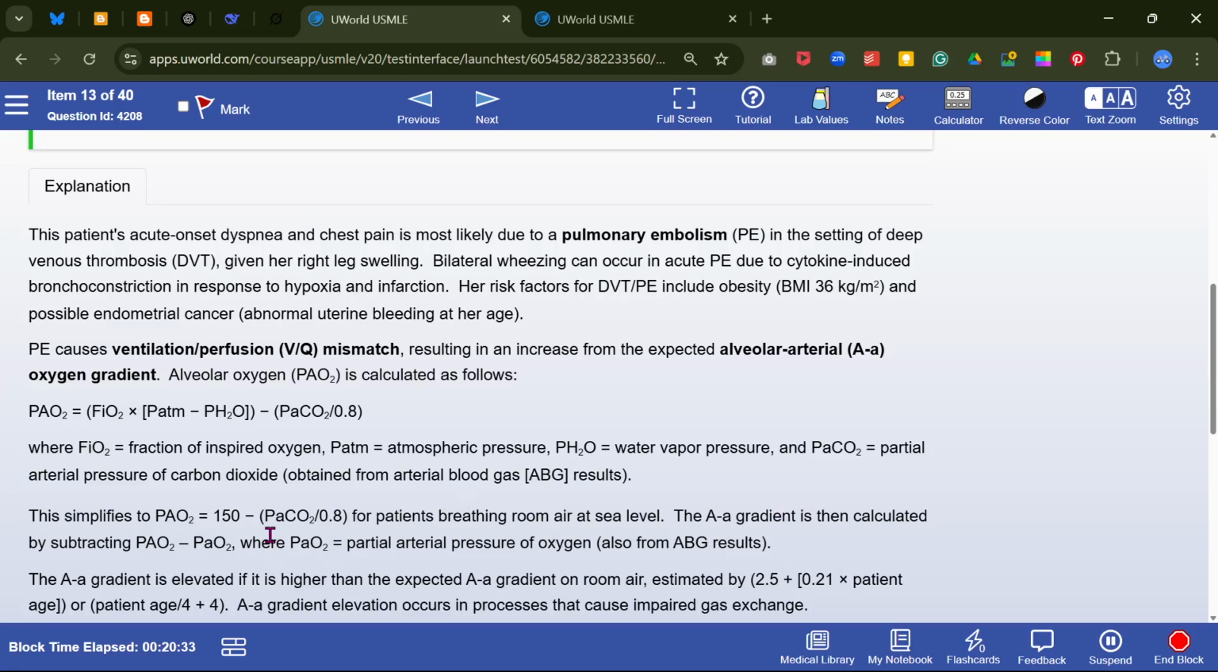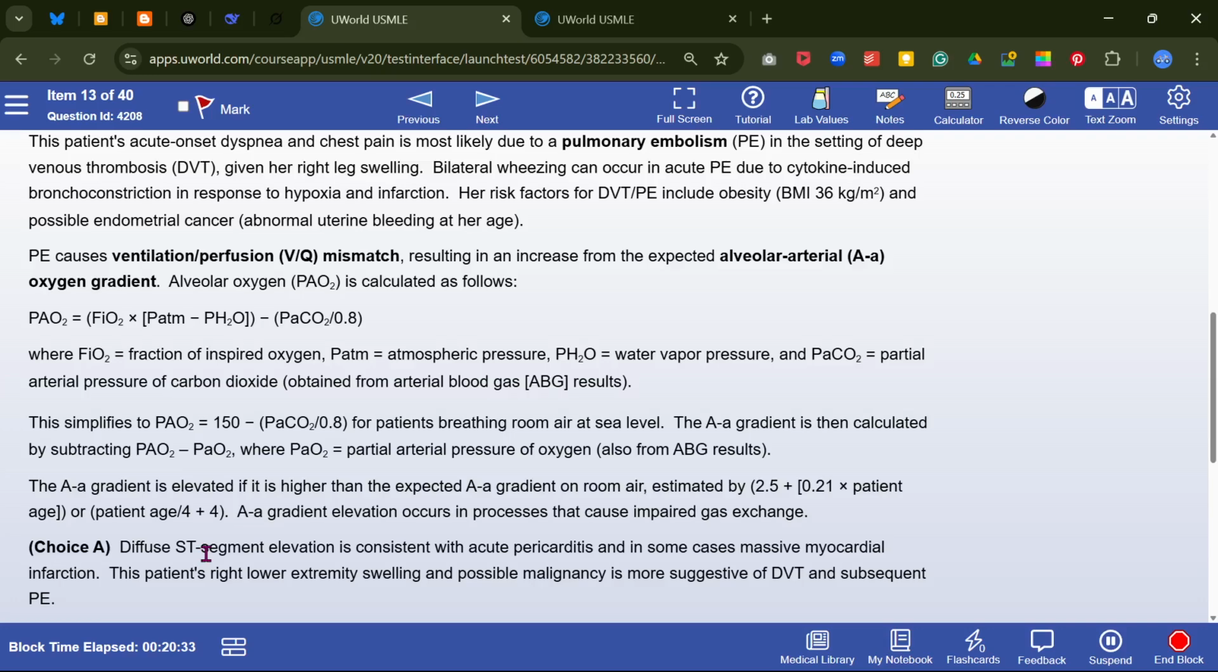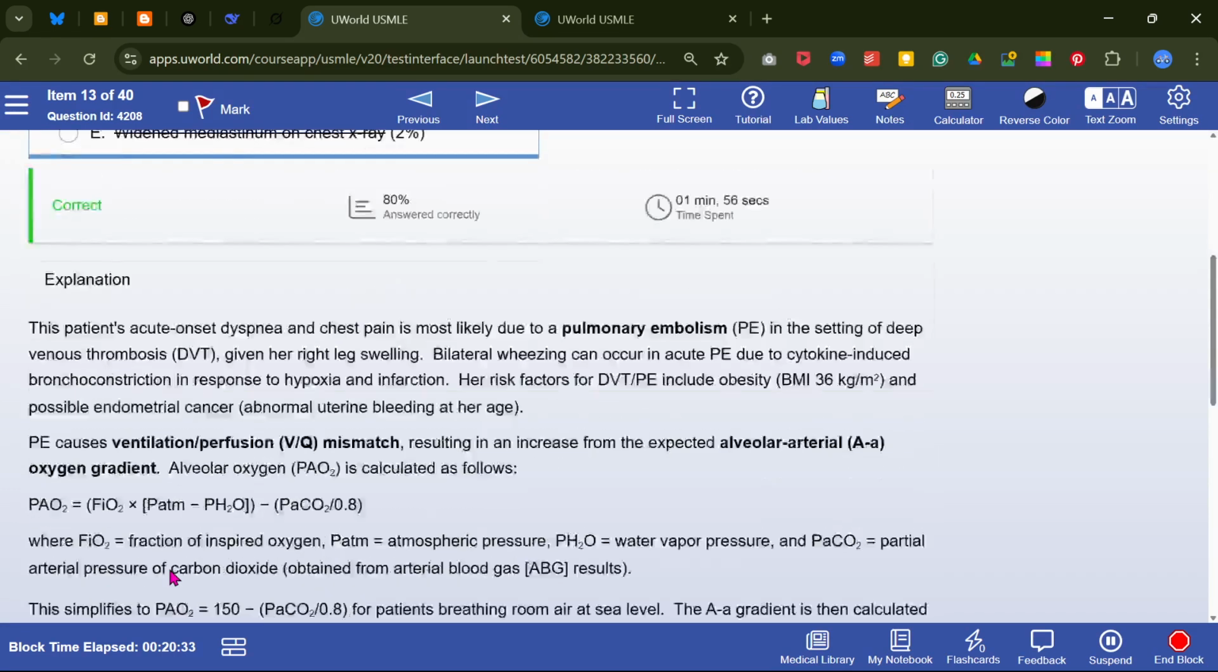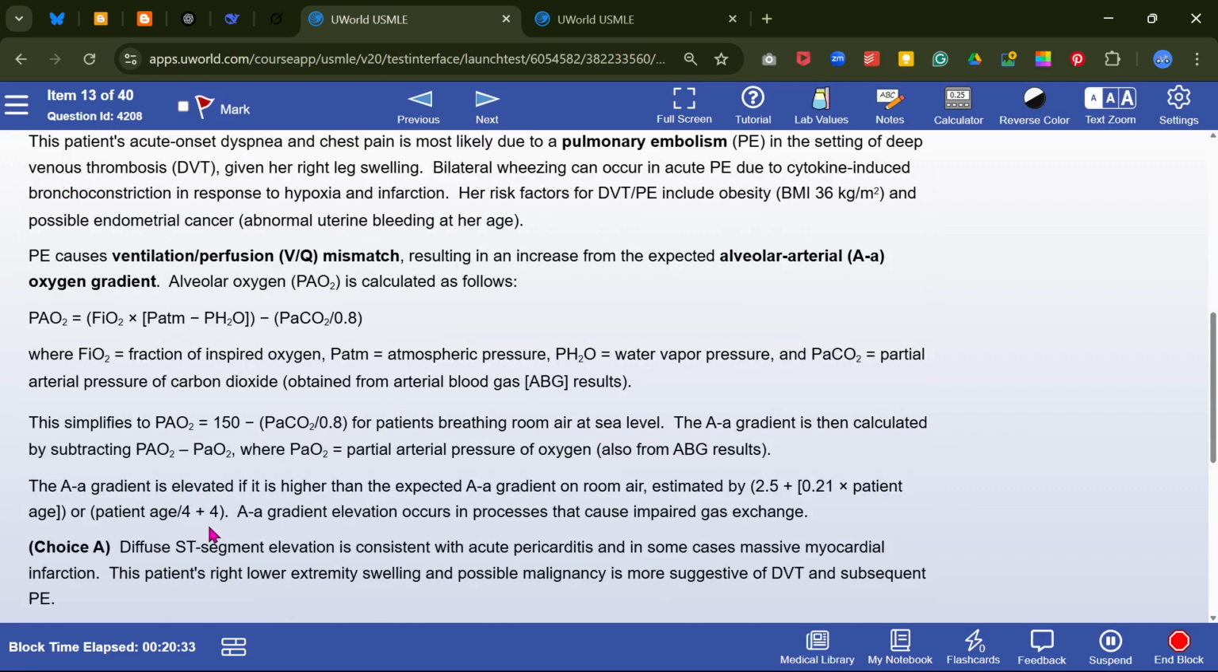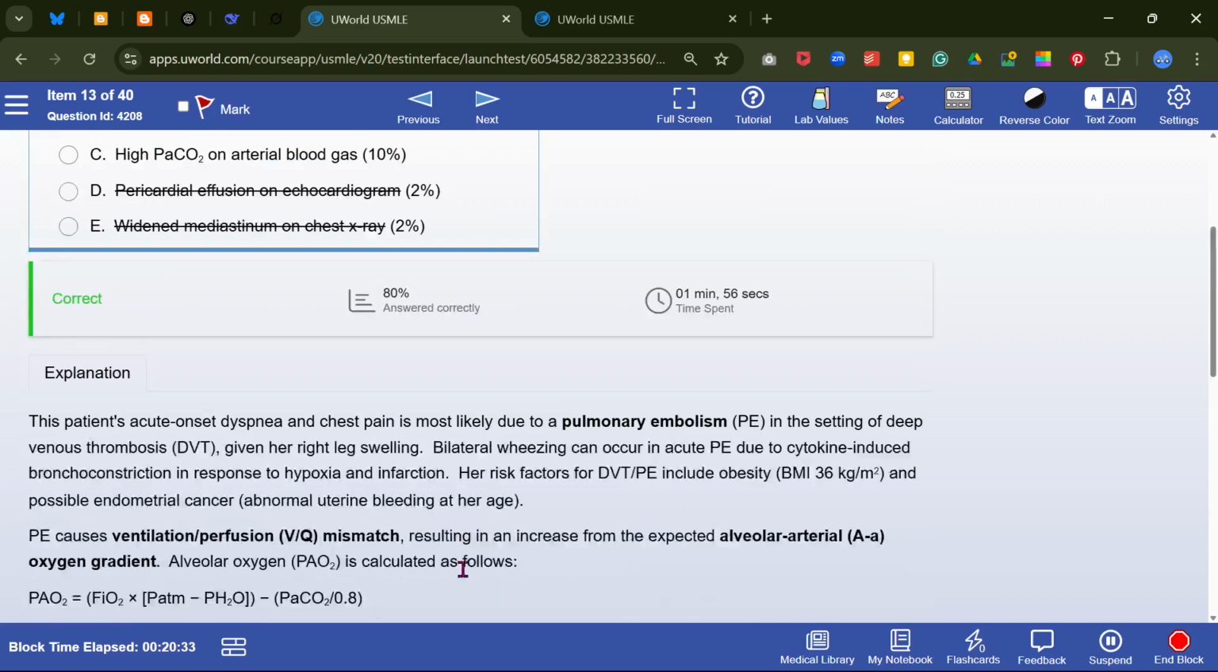The AA gradient is then calculated by subtracting arterial oxygen from alveolar oxygen, where arterial oxygen is also taken from the ABG. An AA gradient greater than the expected AA gradient on room air is abnormal. The expected gradient is estimated by 2.5 plus 0.21 times the patient's age, or patient age divided by 4 plus 4. An elevated AA gradient indicates a process causing impaired gas exchange. Okay, his age is 48. 48 divided by 4 is 12, plus 4 is 16. So the AA gradient is increased. Got it?